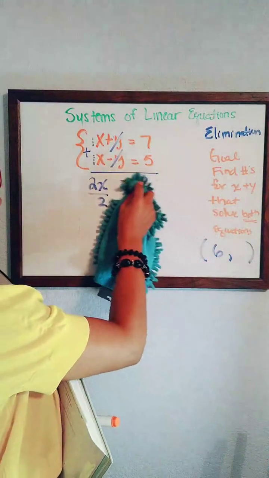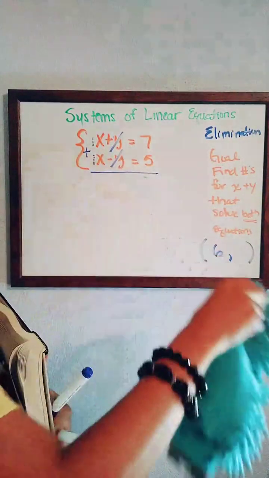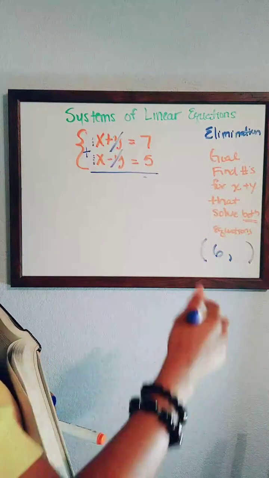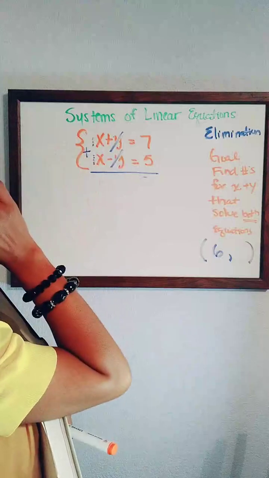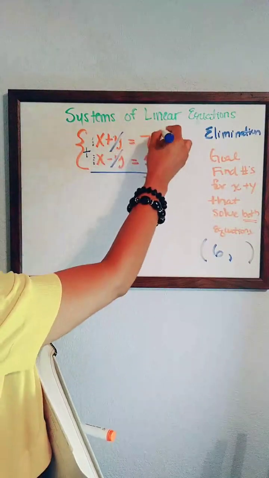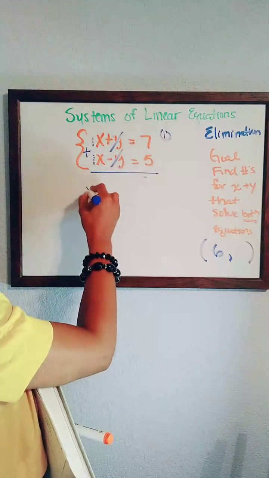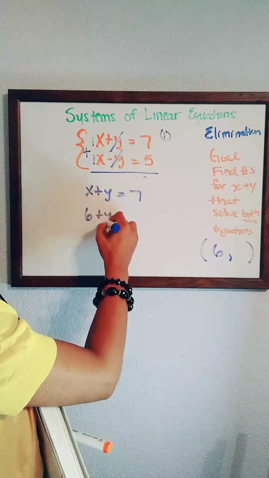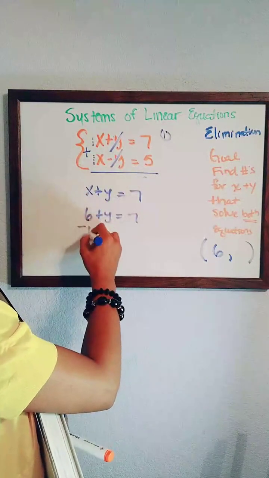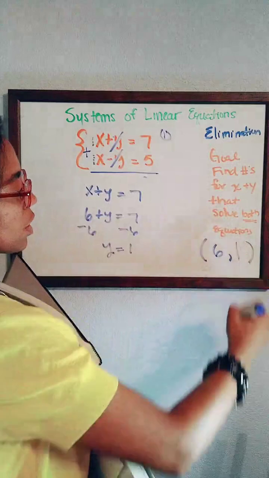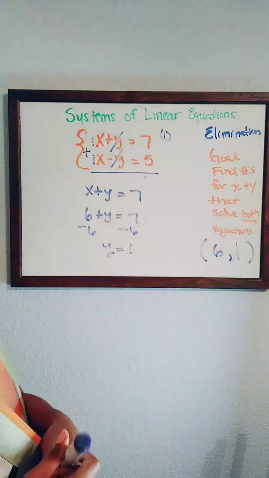So I'm going to plug it back into either one of these equations. It doesn't matter which one you plug it into. Just plug it in. I like positive numbers, so I'm going to use equation 1. So x plus y is equal to 7. 6 plus y is equal to 7. Minus 6 on both sides. Y is equal to 1. So my answer is 6, 1.